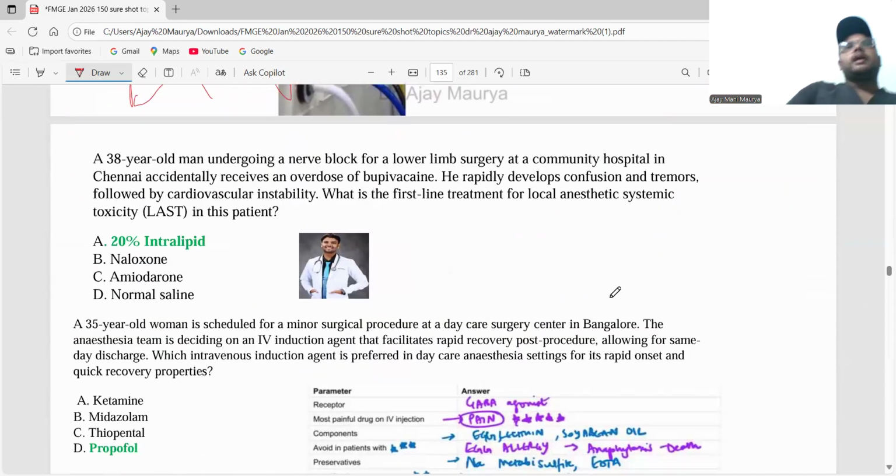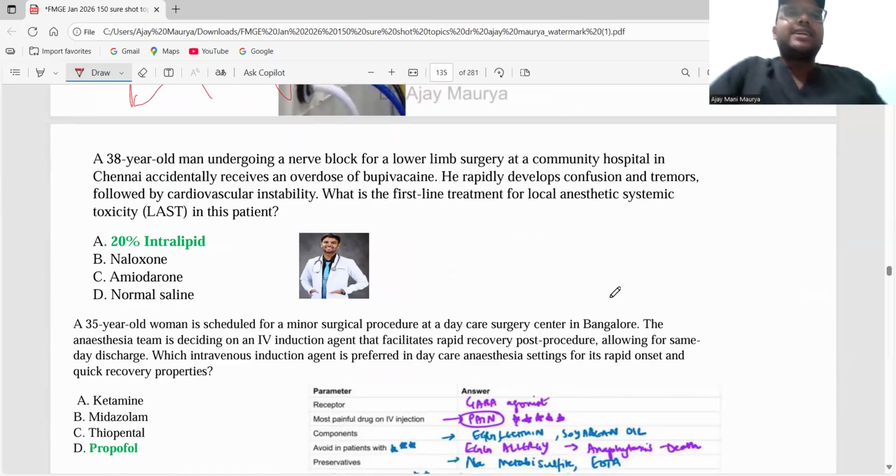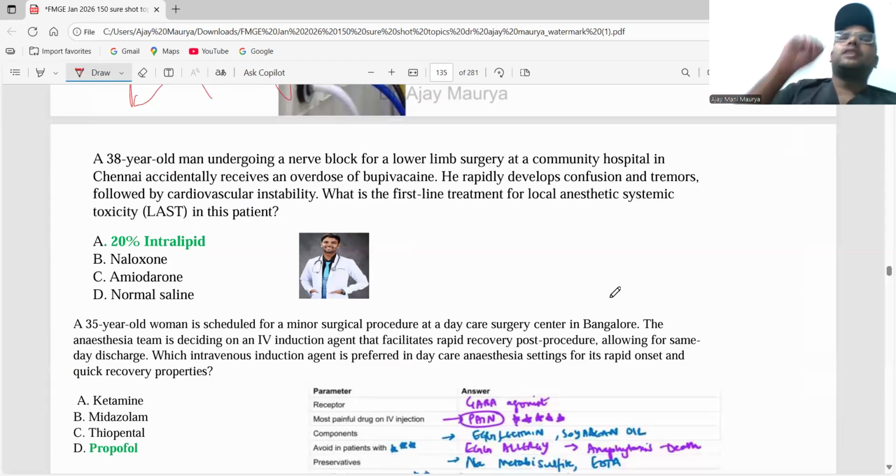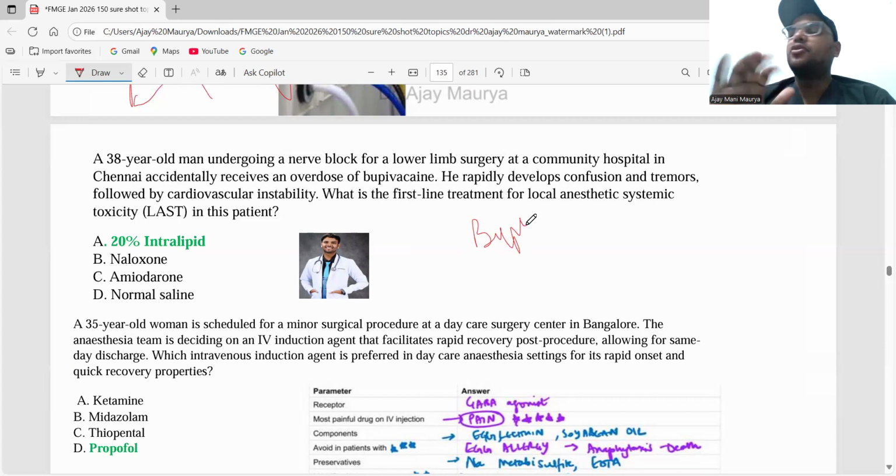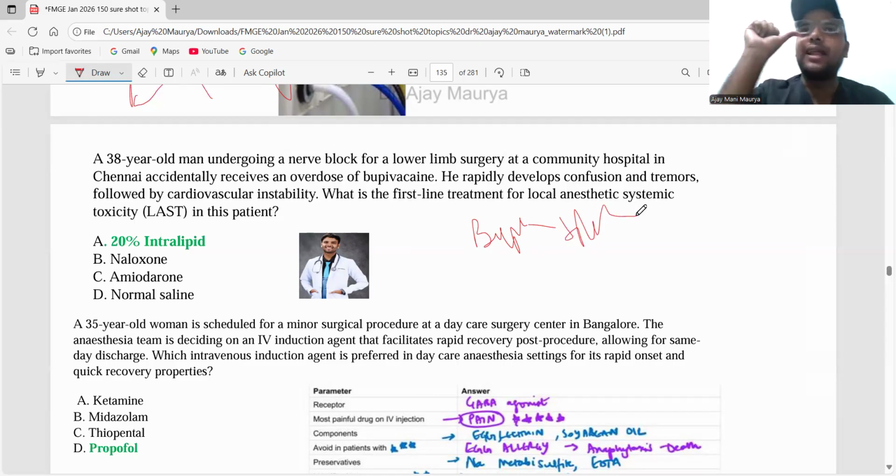Next one. A 38-year-old man undergoing a nerve block for lower limb surgery with bupivacaine, and he had rapidly developing confusion and tremors. See here, this is bupivacaine. Bupivacaine is the most commonly used local anesthetic for spinal anesthesia.